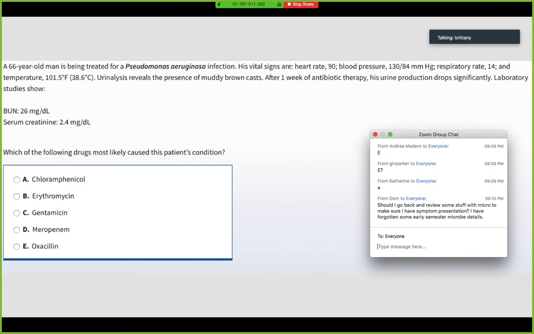Should I go back and review some stuff with micro to make sure I have the symptom presentation? I had the same concern last semester, and I did very well on this first exam. A lot of this stuff with symptom presentation, like questions where you have to make the diagnosis based on the symptoms, is not going to be that difficult tomorrow. She is probably going to tell you what the diagnosis is and then ask you for the drug. So if you've forgotten a lot of your micro details, do not stress about that. If you have learned her slides, that should be sufficient to do well.